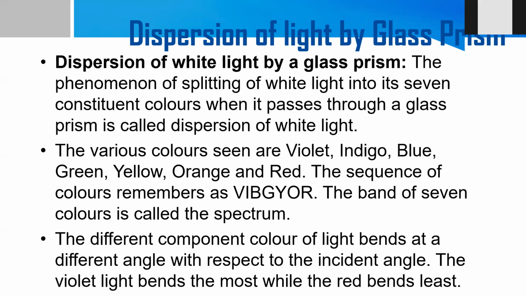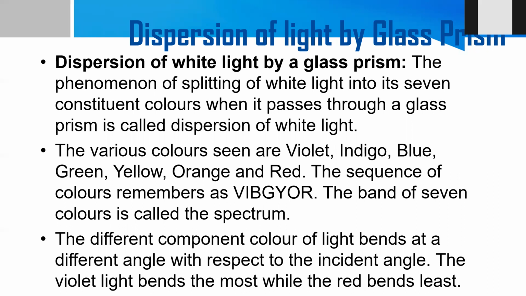So what are the 7 colors? This violet, indigo, blue, green, yellow, orange, red. But how to learn the color? This is simple. You have to learn it by Vibgyor. V stand as violet, I is indigo, B is blue, G green, Y yellow, O orange, and R red.